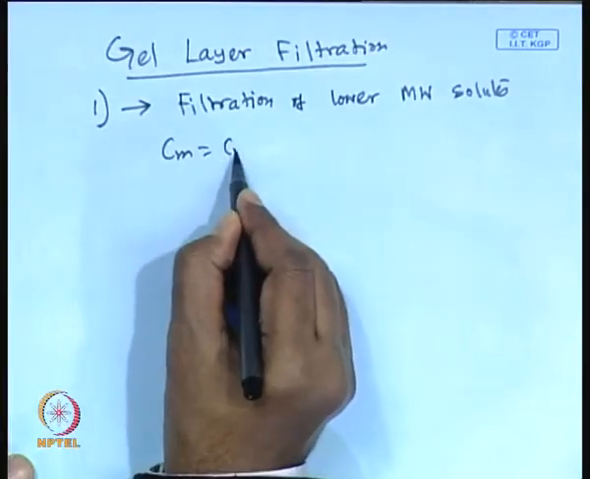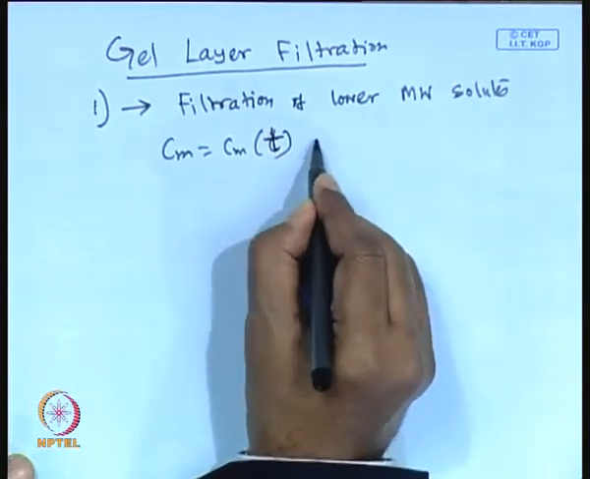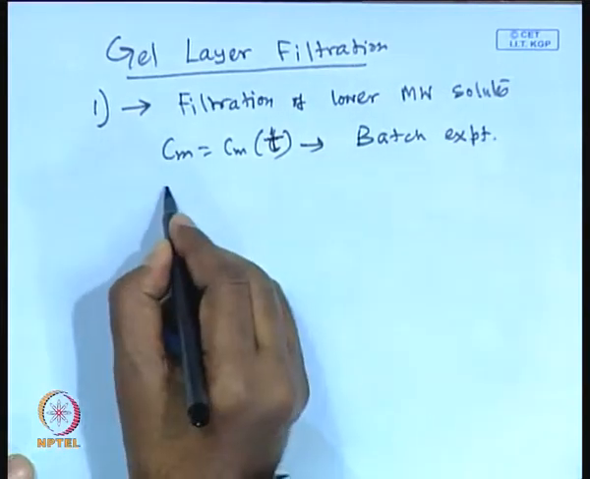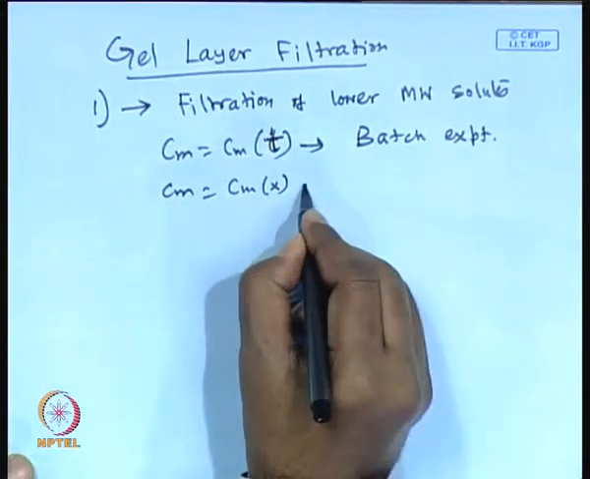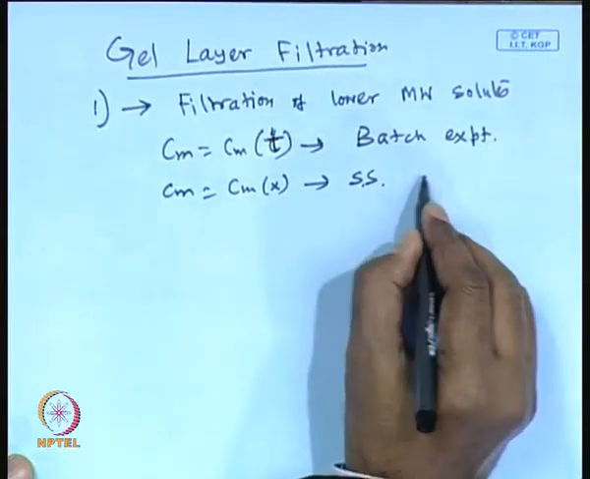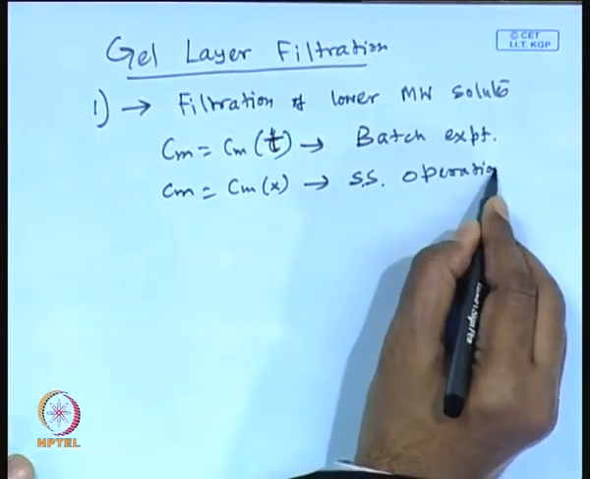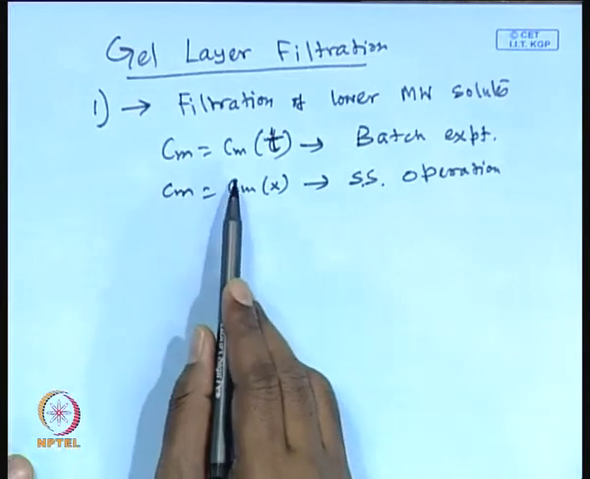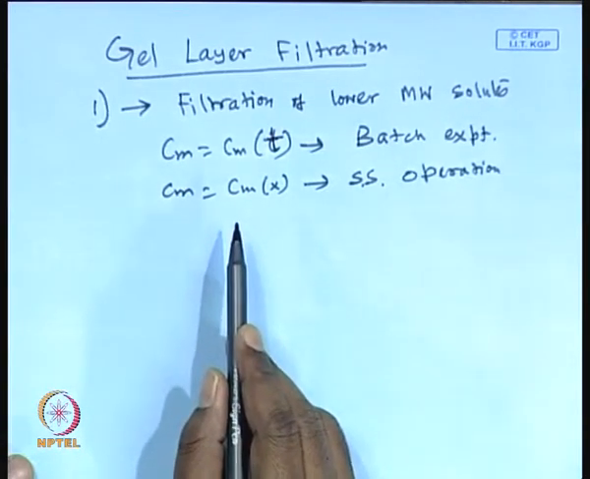Now, as time progresses or as you go downstream along the length of the channel, the membrane surface concentration increases. That means Cm is a function of tau or t, the time of operation, in case of a batch experiment, and Cm is a function of x in case of steady state operation, where x is the length of the module. In both cases, the minimum value of membrane surface concentration is C naught, and it will always increase beyond C naught, and it keeps on increasing.